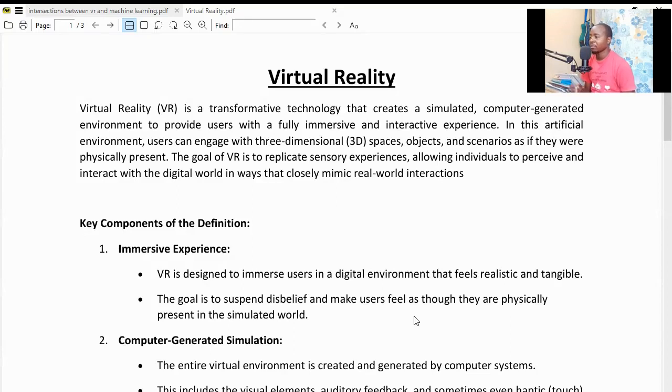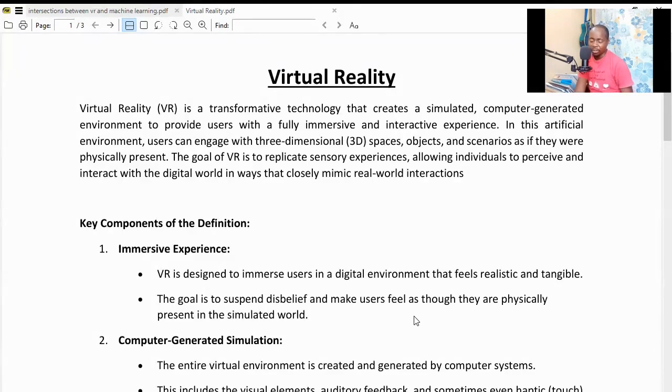Now, in this artificial environment, which is virtual reality, users can engage with three-dimensional shape object scenarios as if they were physically present. So the goal of virtual reality is basically to replicate sensory experience, allowing individuals to perceive and interact with the digital world in ways that are closely resembling the real world interaction. So that is the basic understanding of virtual reality.